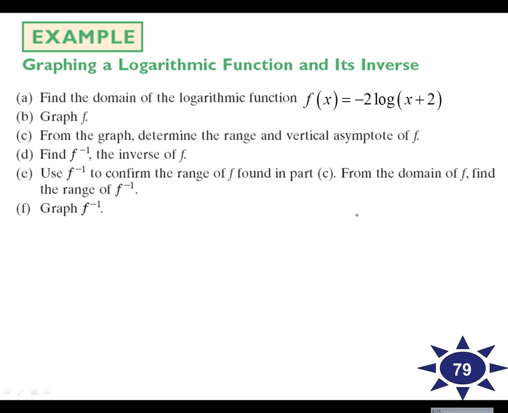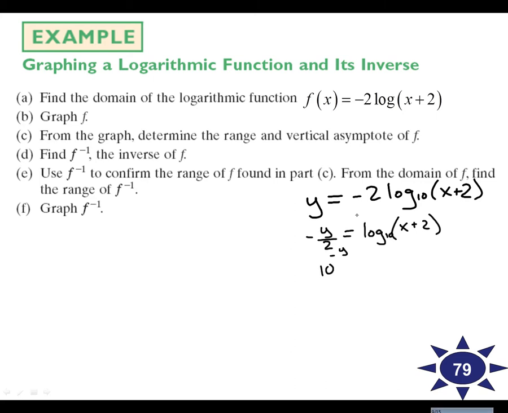Let's go backwards here and see if we can find the function first, and then we'll come to other points. So y equals negative 2 log base 10, if it doesn't say anything, of (x plus 2). Let's rewrite this so it's not logarithmic anymore. We divide by negative 2: negative y over 2 equals log base 10 of (x plus 2). Rewriting, this is 10 to the negative y over 2 equals x plus 2. And then 10 to the negative y over 2 minus 2 equals x.